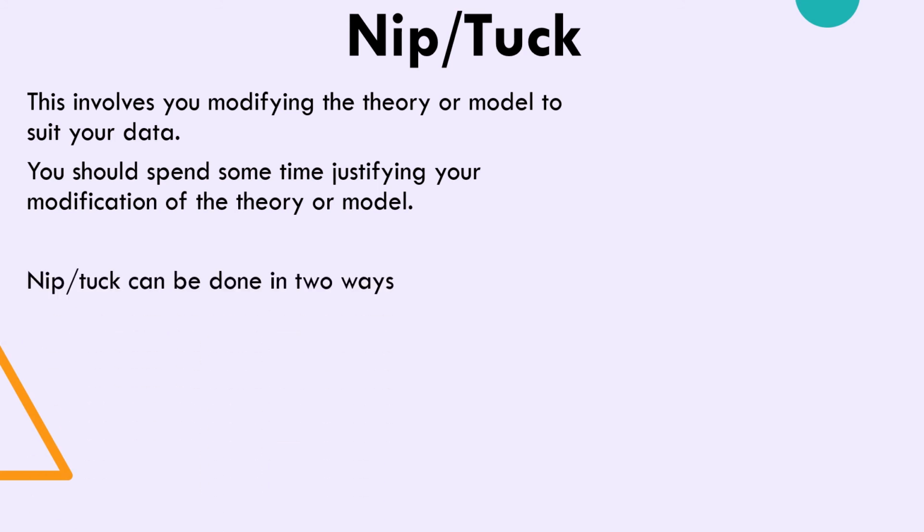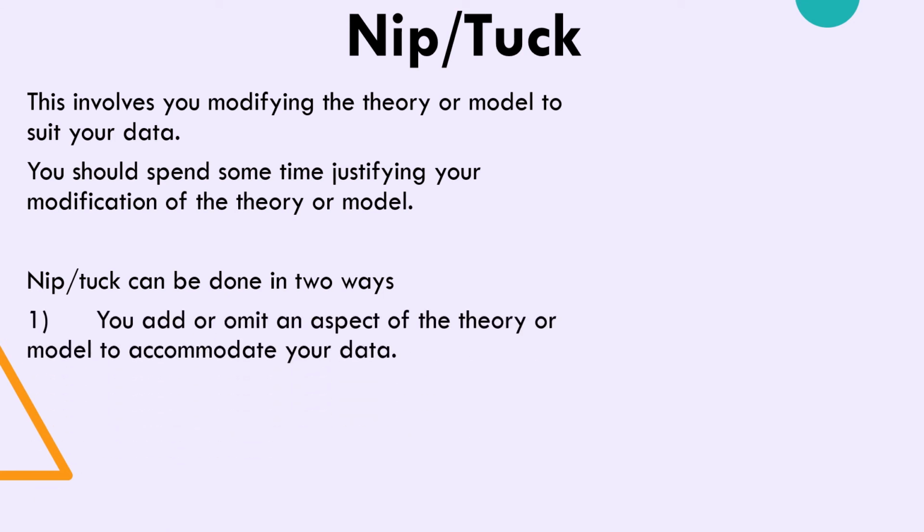Nip-tuck can be done in two ways. The first way is when you add or you omit an aspect of the theory or model to accommodate your data. So perhaps you feel that an addition or a deletion of an aspect of the theory or model will most resemble your data, because your data as it is doesn't resemble the theory or model 100%. Maybe it's 95%, maybe it's 90%. So you do that work with that 10% in order to make your data, your specific example, best fit the theory or best fit the model.